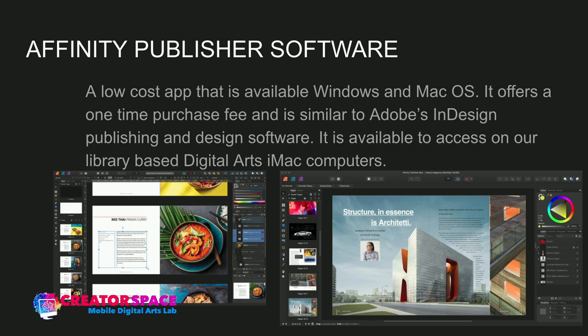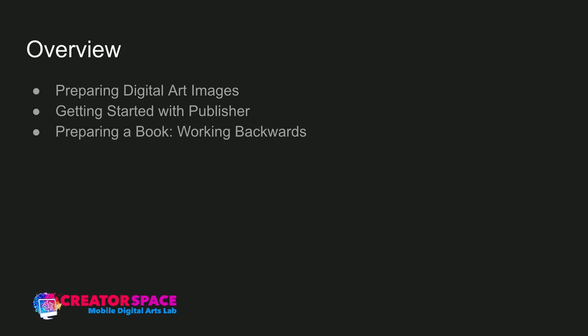Okay, so that's the software. What we're going to look at today is preparing digital art images, from photos and illustrations to video stills. Then getting started with Publisher, and then preparing a book. Essentially, making a plan of what you want to do in the book, and then working backwards from that. What you need to know is how many pages you want, what size the book will be, and ultimately, are you looking to print the book, or just have it as a digital-only book?